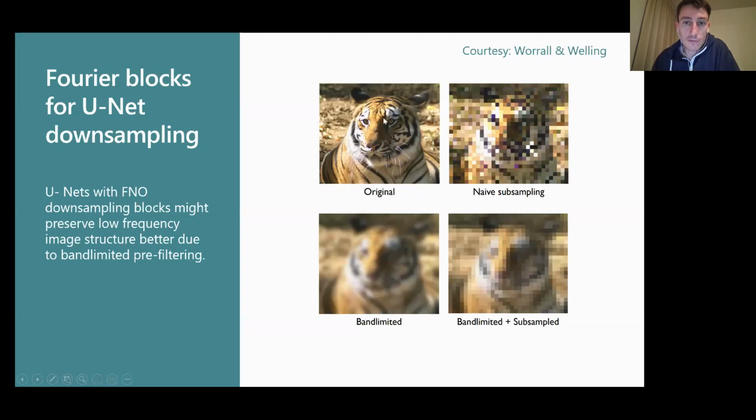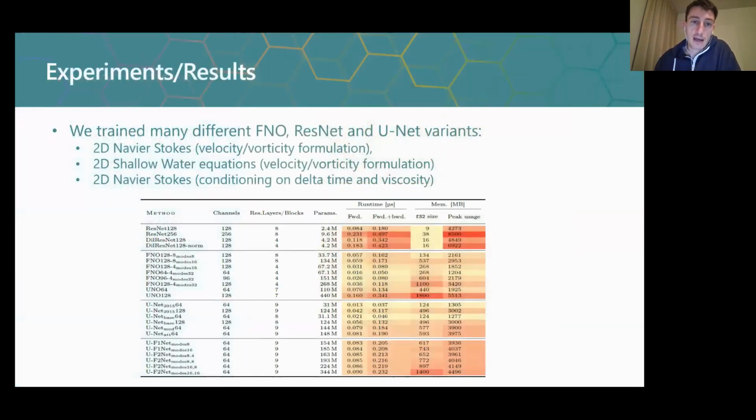But if you Fourier transform this tiger and cut away the high frequency information, and then on this band limited sample do the downsampling, you get a much better version of a downsampled tiger. So the question is, why not use these Fourier blocks in combination with these UNets, in these blocks where you actually really need a good downsampling? And that basically brought us to the realization that the space of architecture design is huge.